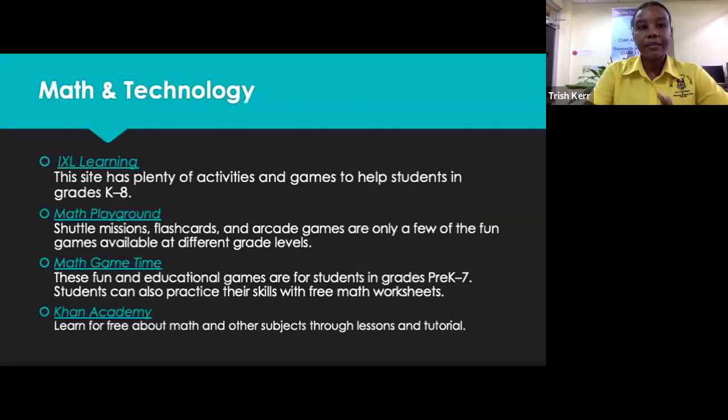Now I want to leave with you a few math websites that you can use to help your child. There's iExcel Learning. This one has plenty of activities and games to help students from grade K to 8. So that's the early high school ages. There's one called Math Playground. If you type in mathplayground.com, you'll get to this site where it has shuttle missions, flashcards, arcade games, and a whole lot of games there for the different grade levels that your child can access.